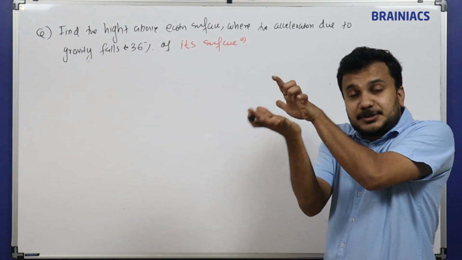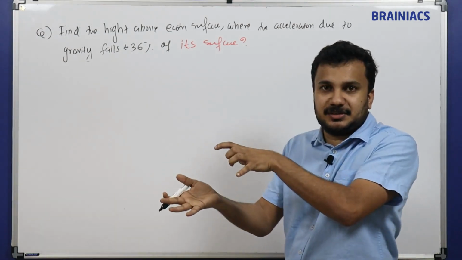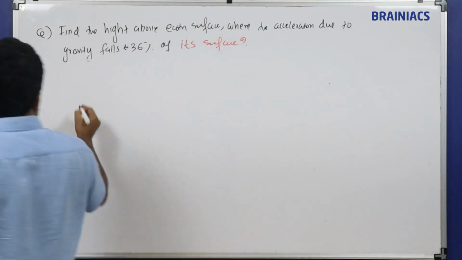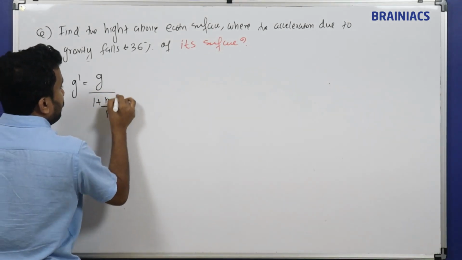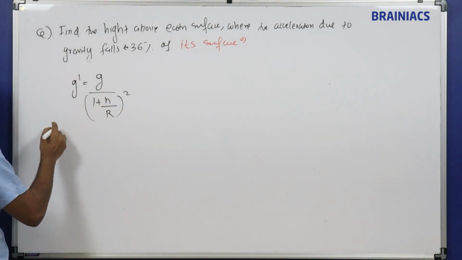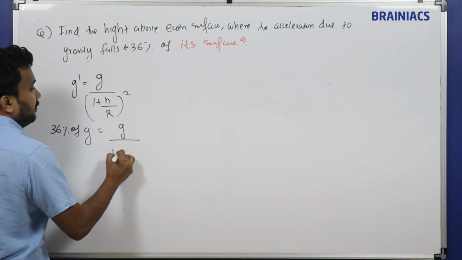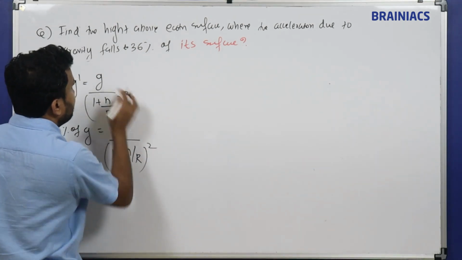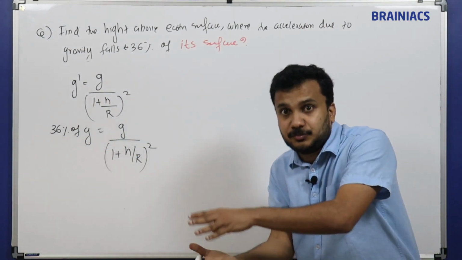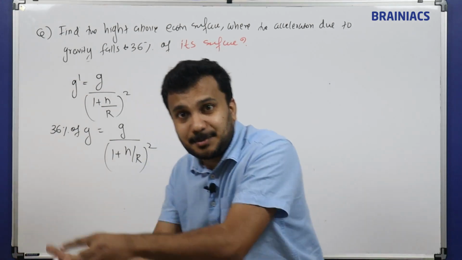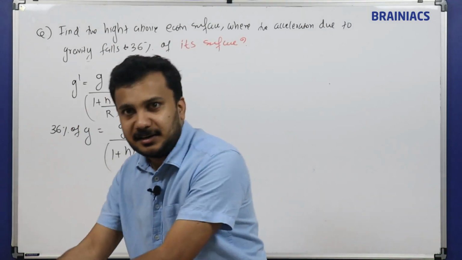Where the acceleration due to gravity falls to 36% value. Now the current value is 36%. How much height do I have to go? That is the question. So height we don't know. So g into 1 plus h by r the whole square. So the new value, 36% of g, is equal to g divided by 1 plus h by r the whole square. It drops to 36%, which means now 36% remains. 64% reduced, drops to final 36%.